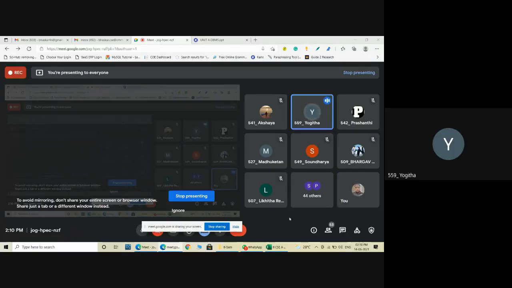So A is for atomicity. Very good. D is for durability. I is for isolation, and C is for consistency, sir. Right. You are telling it in reverse. Okay, no problem. Atomicity, consistency, isolation, durability.